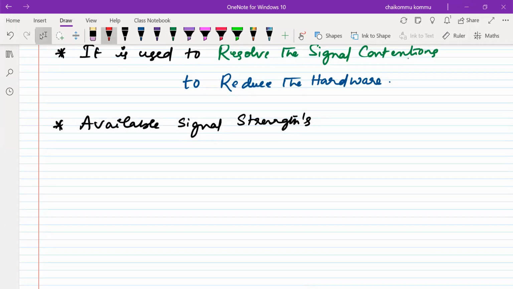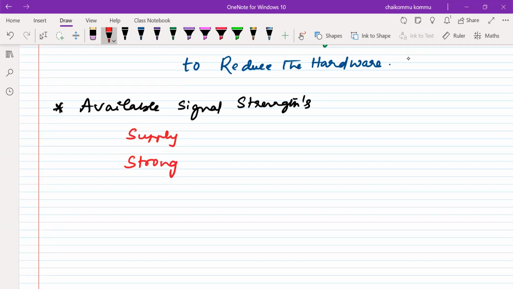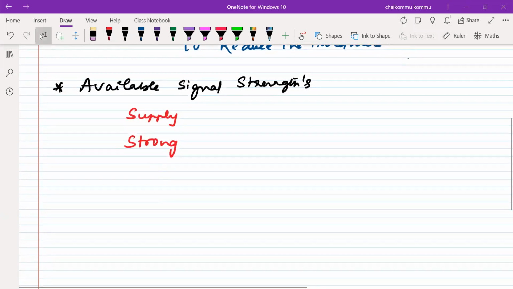So the available signal strengths are: the first one is supply. Supply is one strength. It may be supply 0, supply 1. Then we have strong. Strong is another strength for a value.